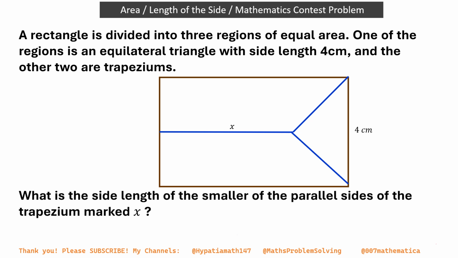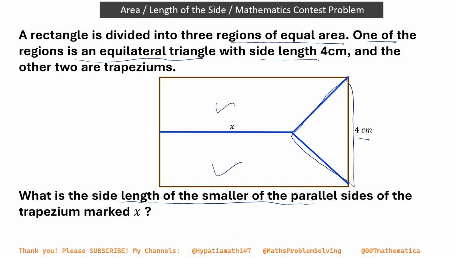A rectangle is divided into three regions of equal area. One of the regions is an equilateral triangle. So this is the equilateral triangle with side length 4 cm and the other two are trapeziums. So what is the side length of the smaller of the parallel sides of the trapezium marked X?